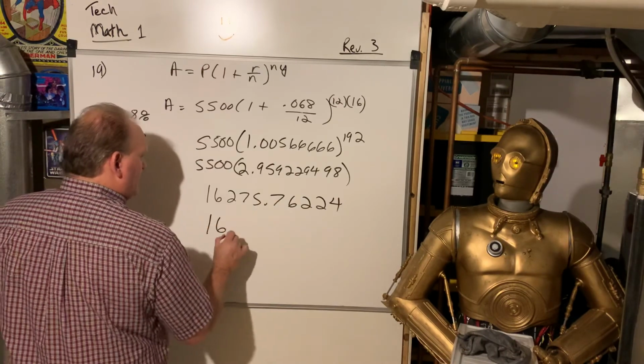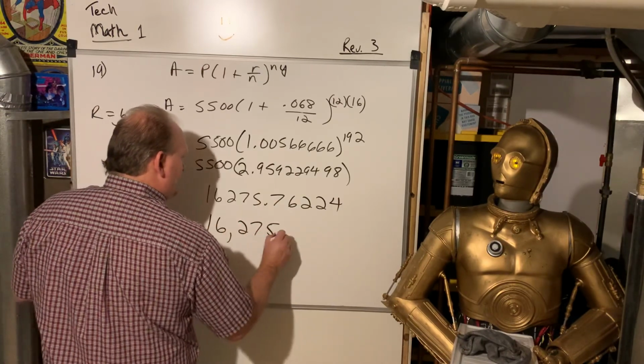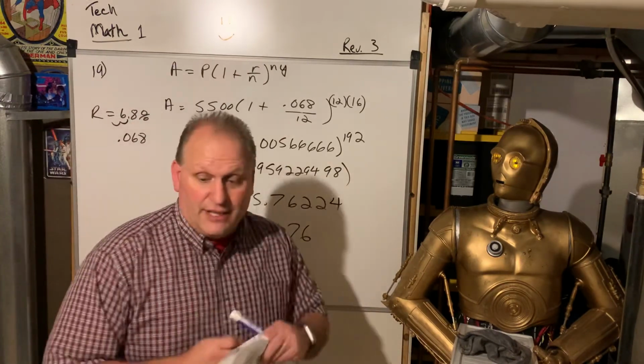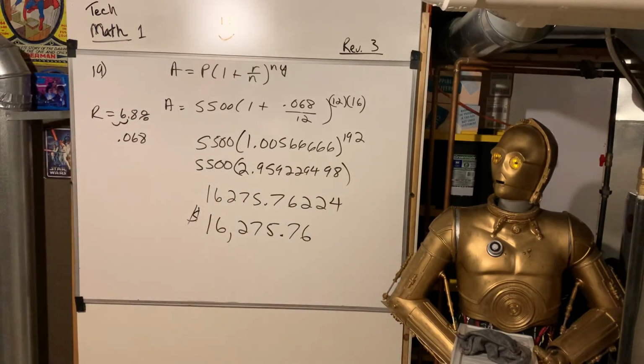So $16,275.76. Okay. And then I'll do another video where I show you how to use the graphing calculator for 20 and 21.